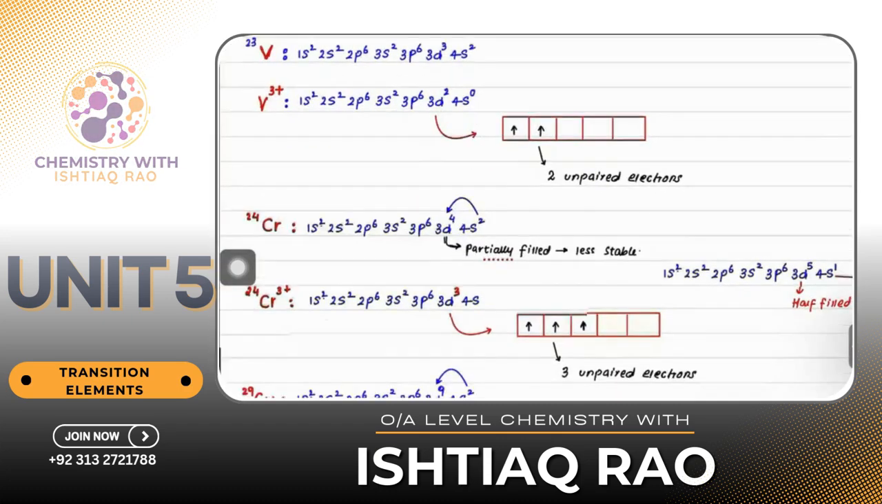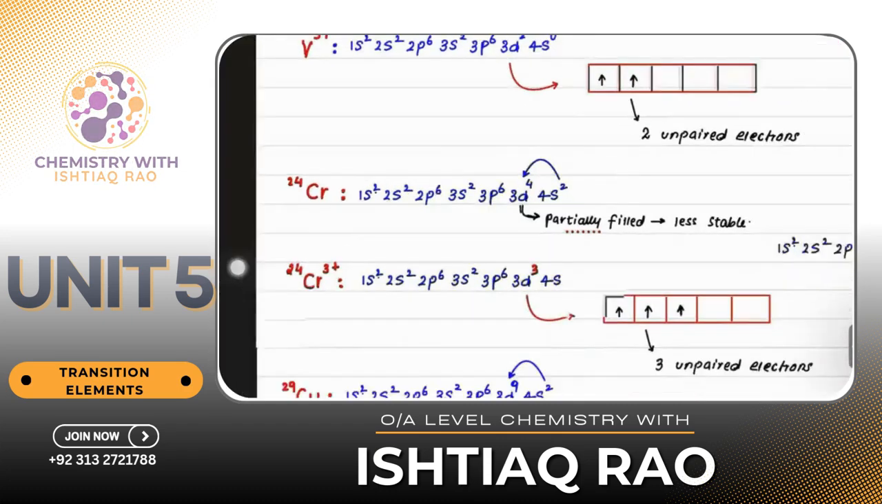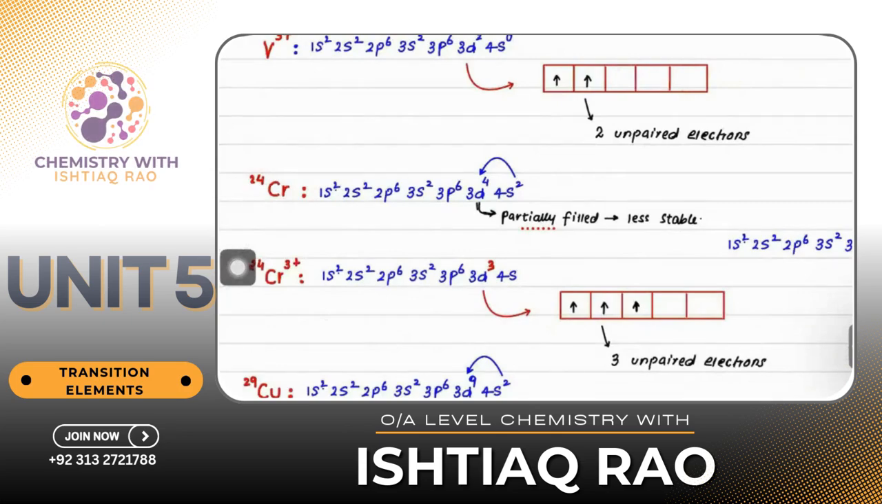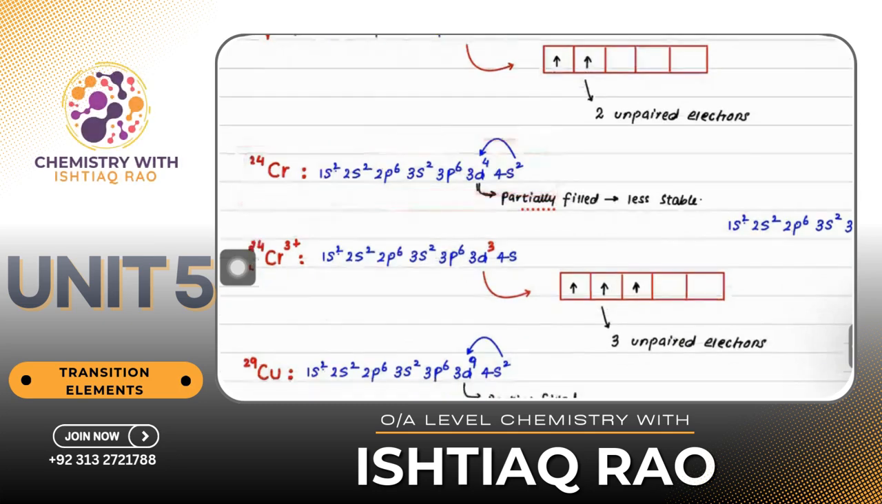But if we look at chromium, of course, when we write electronic configurations, we have two exceptions. The first was chromium and another was copper. So this is the wrong configuration for chromium, as we know that this is going to be partially filled, which is incomplete. It's unstable. So how can I make it stable?